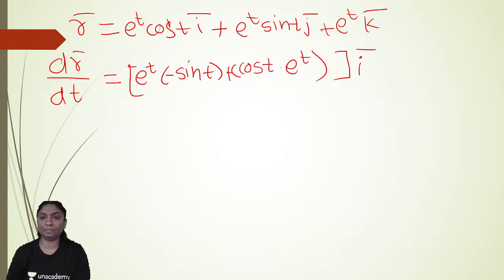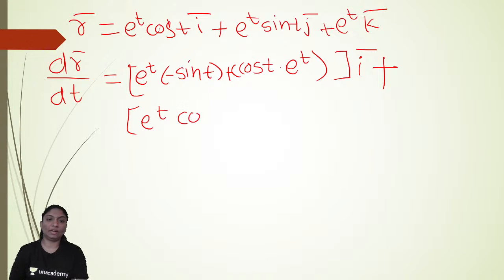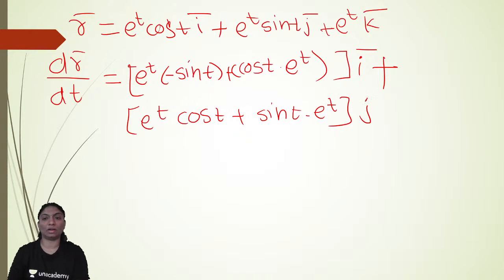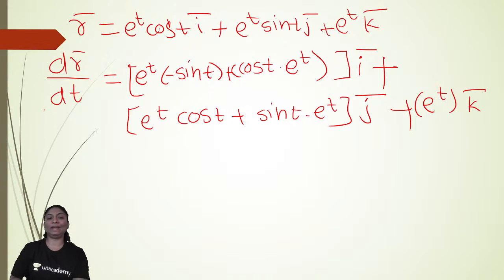Hope you are clear here. e raised to minus e raised to sin t plus cos t into e raised to t, plus the same here: e raised to t first into the derivative of second plus second into the derivative of first, of j bar, plus the derivative of e raised to t with respect to t is e raised to t, k bar. That is your dr bar by dt.